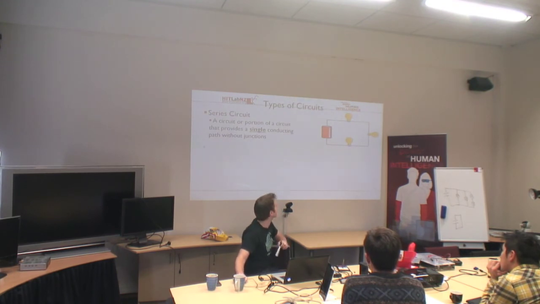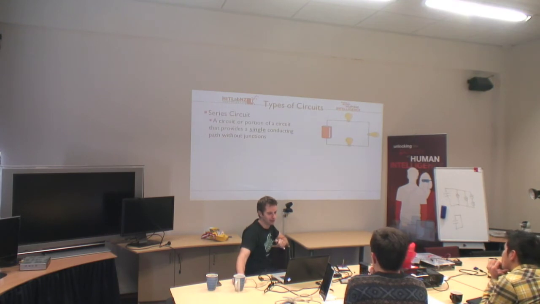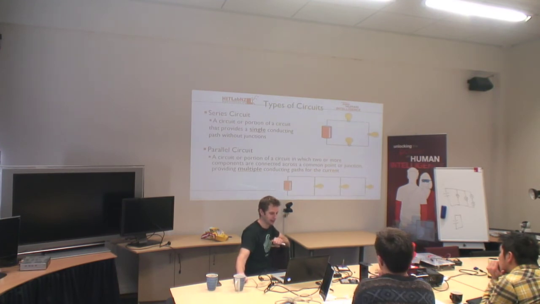So, different types of circuits. We have series circuits, where you have basically one single connection going from one end to the other. Objects are in series if one end connects to the end of the other one, so a single conducting path without junctions. And then we have a parallel circuit where there are two or more components connected across a common point or junction. So here, in this one, obviously the power has to flow through all three lights one after the other. Here it can flow through this one or this one or this one at the same time.